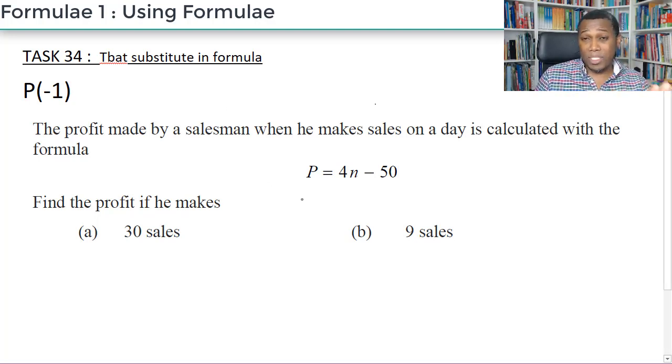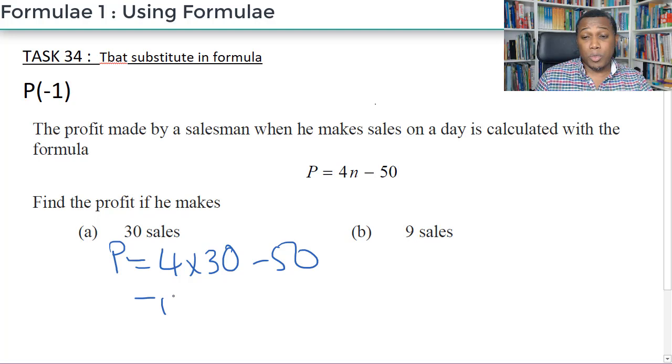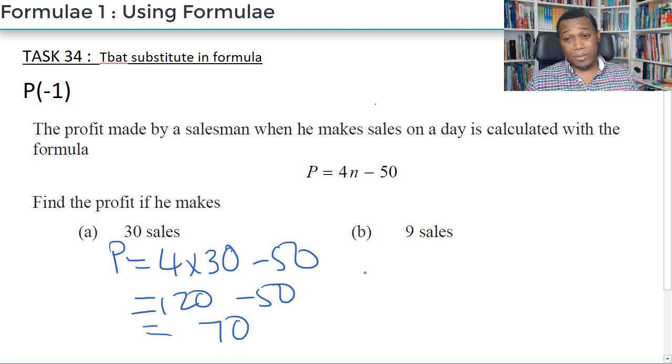So you've had your moment to have a go. I'm going to go through it really quickly. 4n means 4 multiplied by n. So if it's 30 sales, what do I have? P is equal to, and P is the profit. That's what we're reading, 4 multiplied by 30, take away 50. 4 multiplied by 30 is 120. 120 take away 50, so the profit is going to be 70 pounds or $70. They didn't give units, so we'll just leave it as 70.